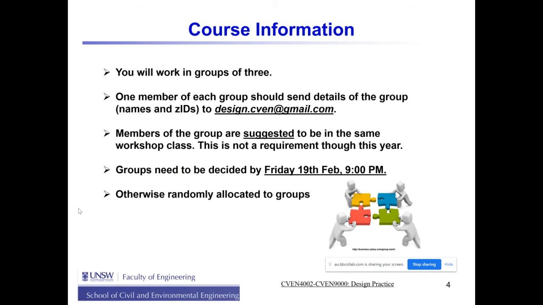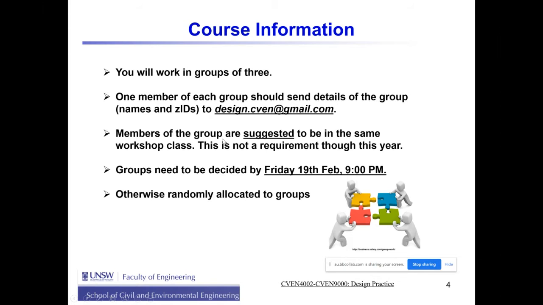So you need to work in groups of 3 for the most part of the course. You can decide about your group members. One member of each group should send the details of the group, names and ZID, to this email address, design.cvn@gmail.com. Please send it to me by this Friday, by the end of this week at 9 p.m.